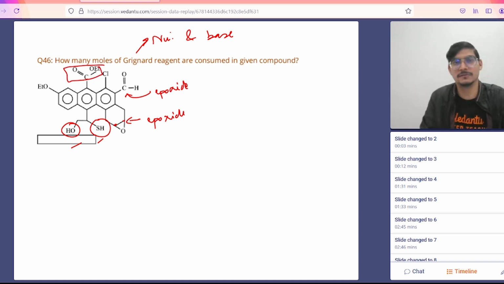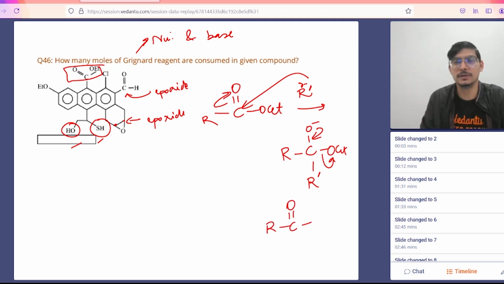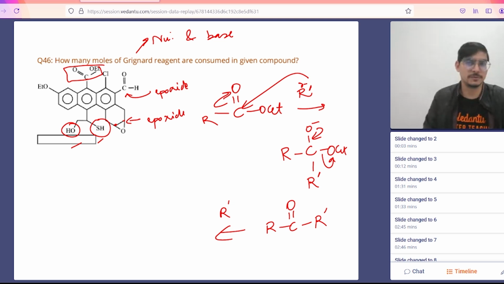And how does the reaction of esters with Grignard reagent go? First, the Grignard reagent attacks, and this is O minus. Let's take it to be R prime only. So this is R prime and then OEt. So this pi bond is reformed and ethoxide is displaced. So basically what we get is a ketone. Now this ketone is very reactive towards Grignard reagent. So again, it reacts with Grignard reagent, leading to the formation of a tertiary alcohol.